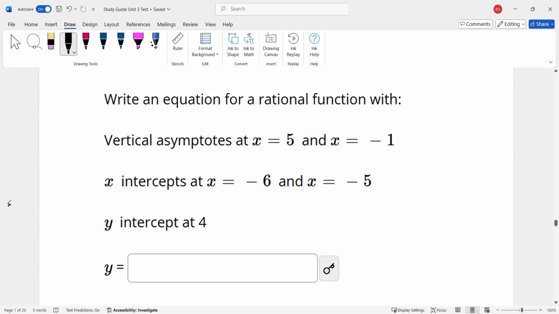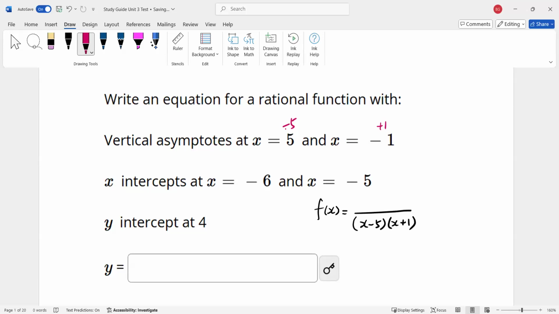Okay, it's a rational function f of x. So the numerator has a polynomial, the denominator has a polynomial. It says the function has 2 vertical asymptotes. It doesn't say it has holes. So we are certain the denominator is going to be (x minus 5)(x plus 1). Take the opposite of 5, which is -5, and the opposite of -1 is +1. So the denominator is (x minus 5)(x plus 1), because it has 2 vertical asymptotes at those 2 points. So that's the denominator.